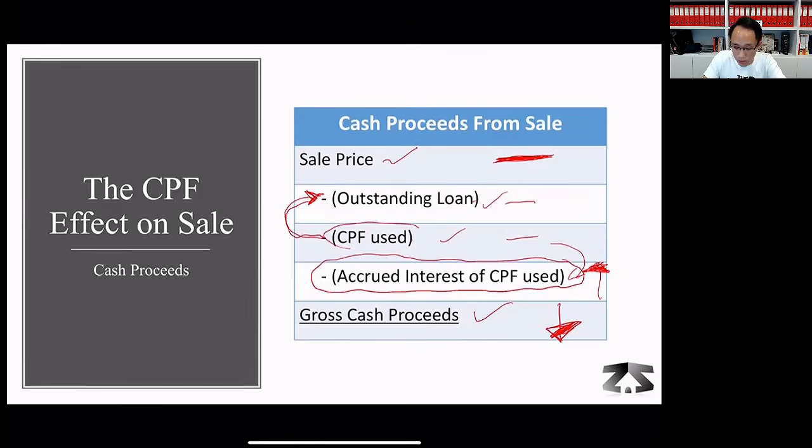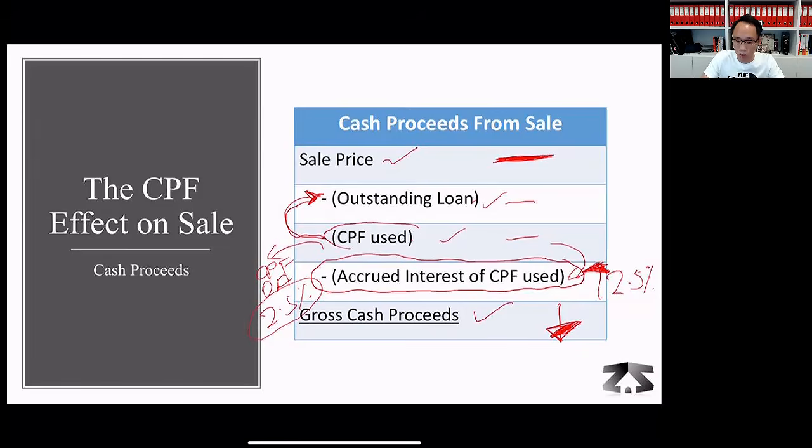Okay. Then another point to note in this illustration is that this CPF that is used over here, and the accrued interest that is being accumulated at this 2.5% interest rate, if the CPF is not being used over here and is left in the CPF OA account, it will also be generating 2.5% interest rate. But who is this 2.5% interest rate generated from? Who is paying you that 2.5%?